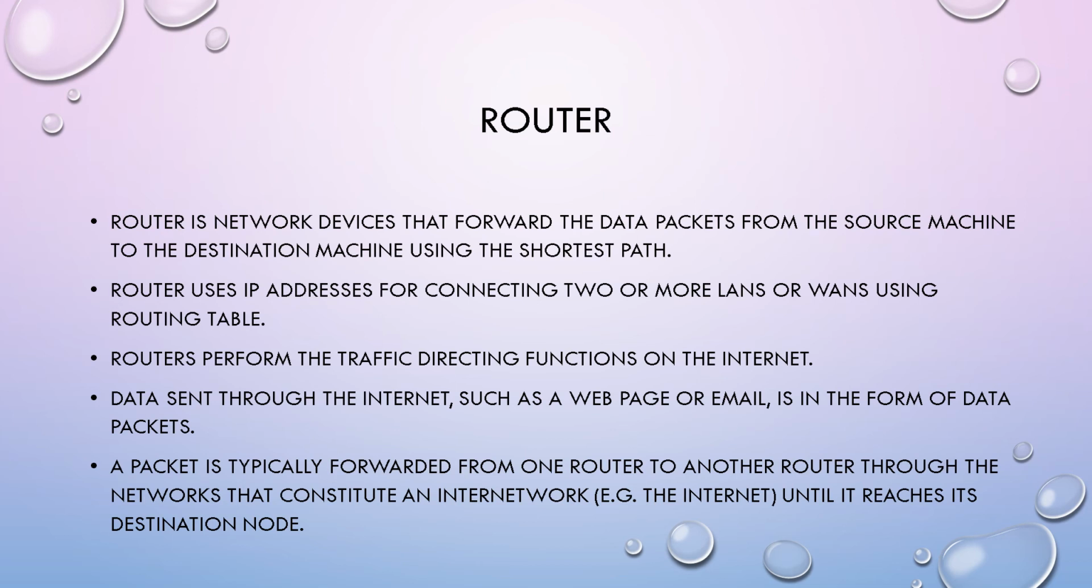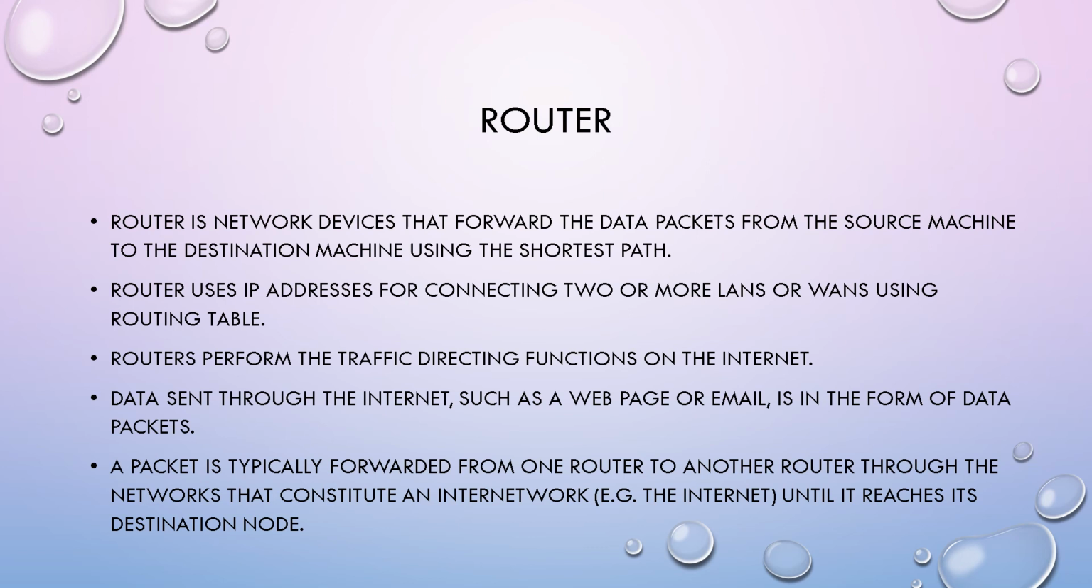Now whenever you're sending an email to a friend or a text message, or you're browsing a website or gathering some information, this data will be going in the form of packets. A packet is typically forwarded from one router to another router through networks that constitute an inter-network, for example your internet, until it reaches its destination node. So what does it mean?